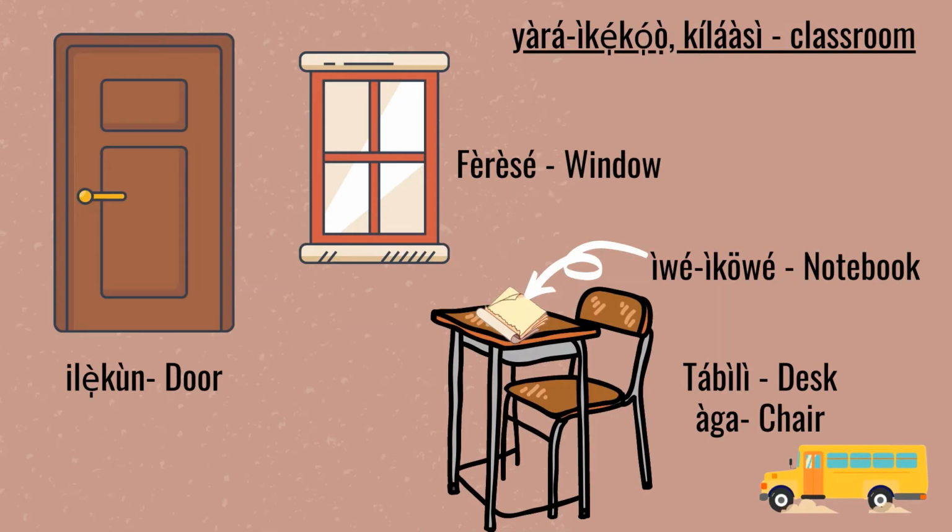So first, our classroom is called yara ikeko, room of learning, or class. Then we have ilekun, door. We have ferese, window. Then we have our notebook, iwe ikowe. Our tabili, our desk. Then we have aga, chair. Right? So ferese, ilekun, iwe ikowe, tabili, and aga. Look at the accent marks and let us try to follow along.